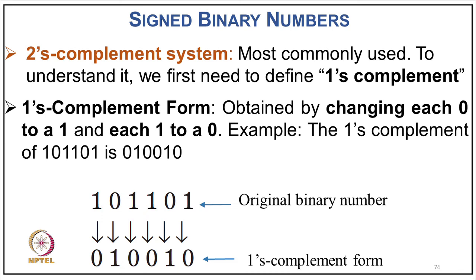So, this is the original number and this is the first complement form of this number. It is so simple to understand the complement of a binary number. You can just call it interchanging the bits of your binary number system.